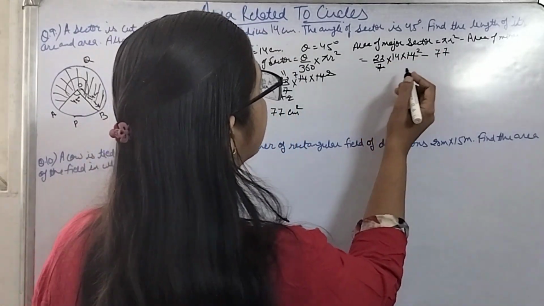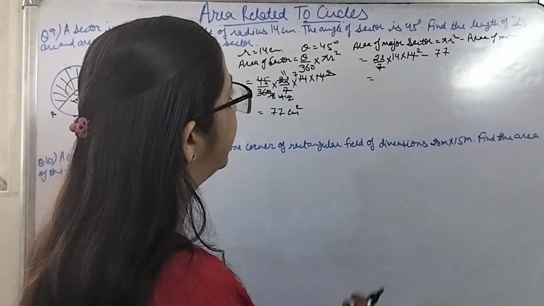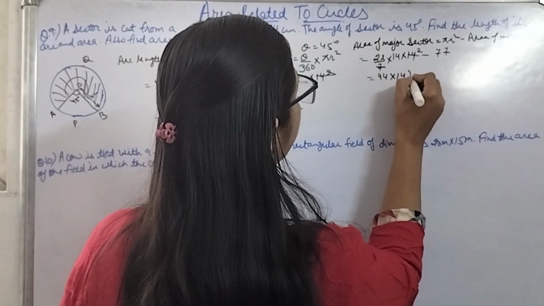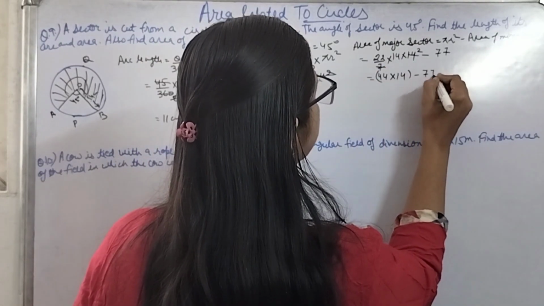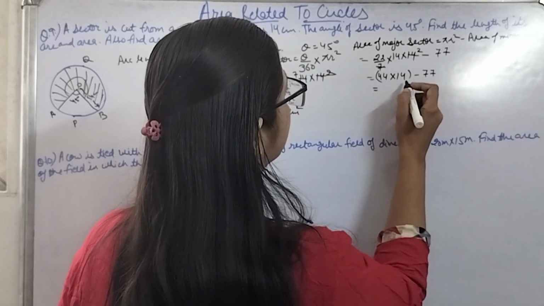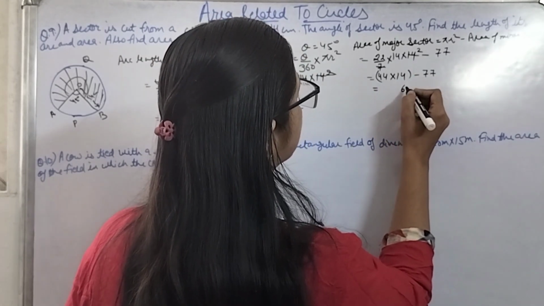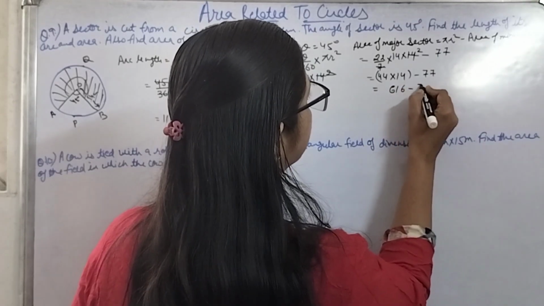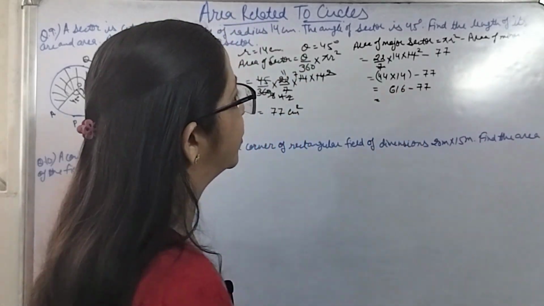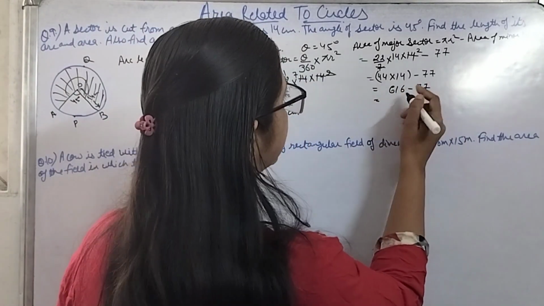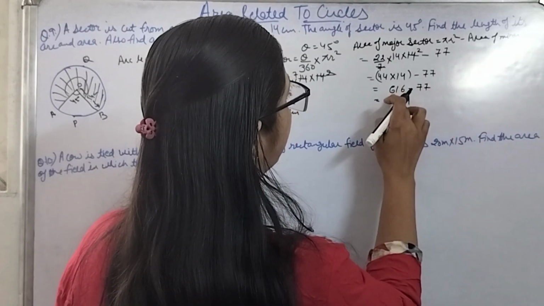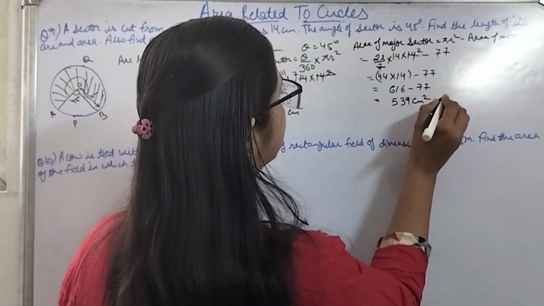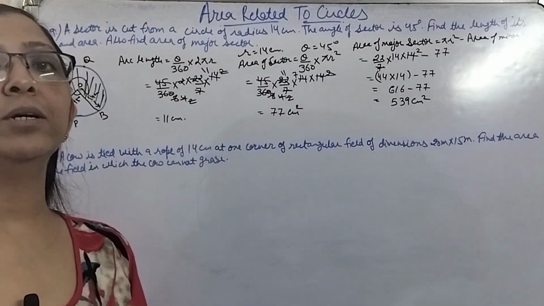7 2s are 14. So it will be 44 multiplied by 14 minus 77. 44 times 14 is 616. It is 616 minus 77. That will give us 16 minus 7 will be 9. 10 minus 7 will be 3. 539 centimeter square will be the area of the major sector.